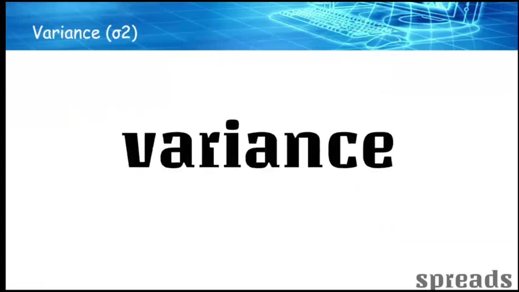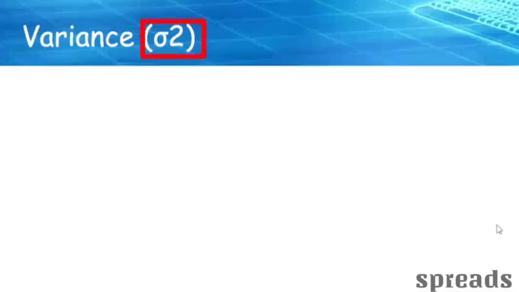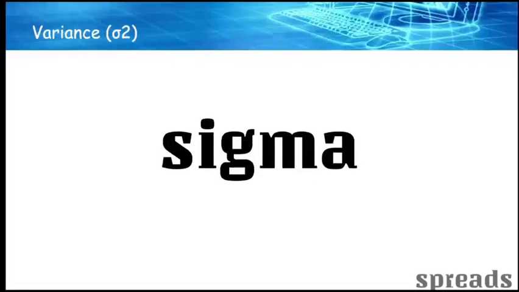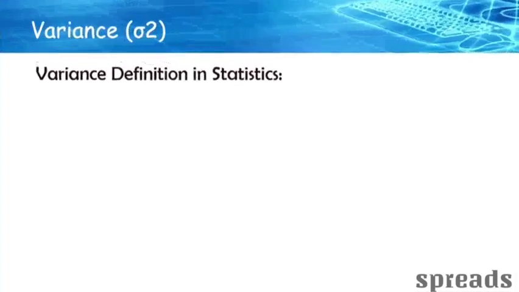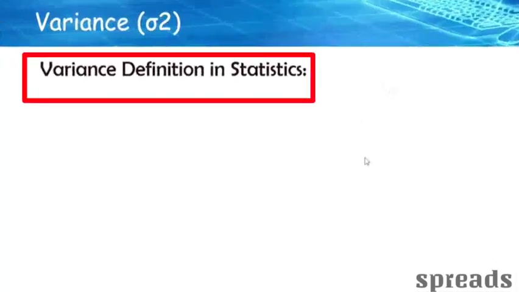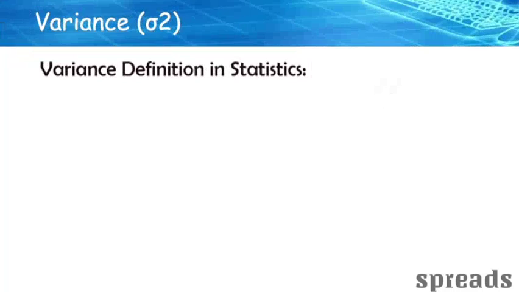The symbol over here is a Greek letter known as sigma. So sigma square. It is not 2, it is actually a square, so it should be superscripted over here. So what exactly is variance? Variance, as the name tells, is the variation, where exactly the data is moving further.